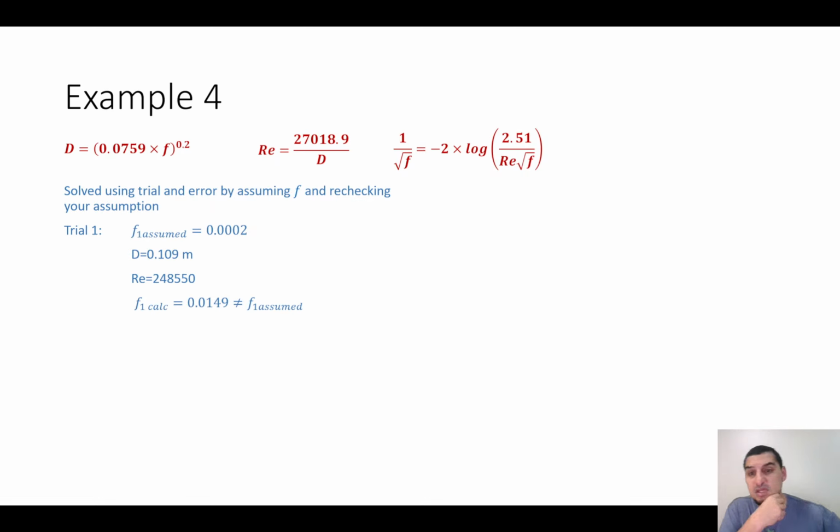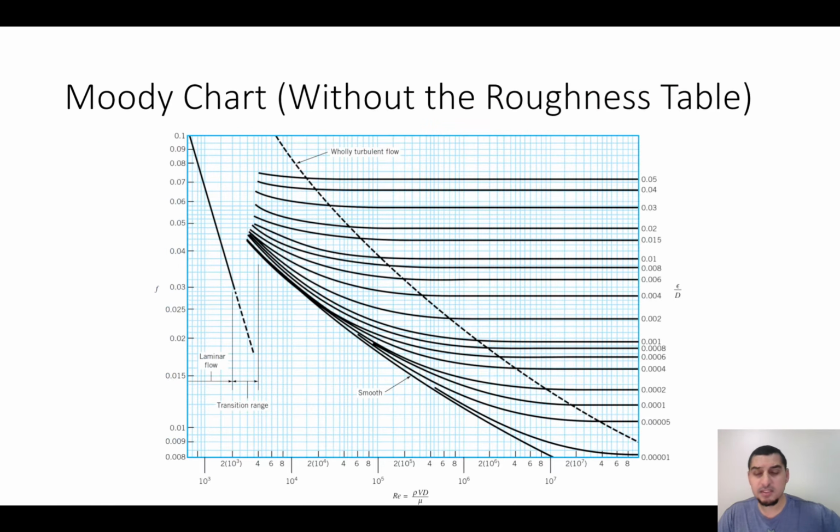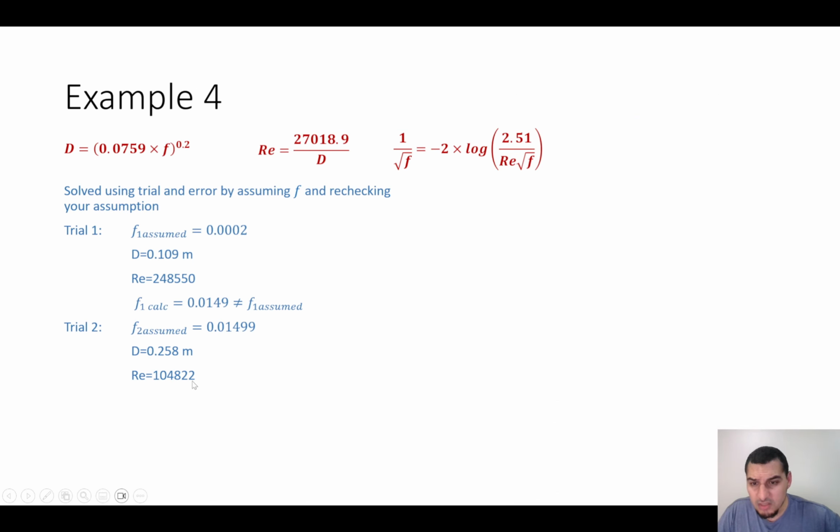So the equation gives 0.0149, which is very, very close. And it's clear that this is almost 75 times the friction factor that we assumed, so it's not equal. So we'll take this as the new assumed value, and then we'll recalculate the diameter and then recalculate Reynolds number. Let's go back to the chart and see, it's 105,000, almost 100,000. I'd say it's almost 100,000.